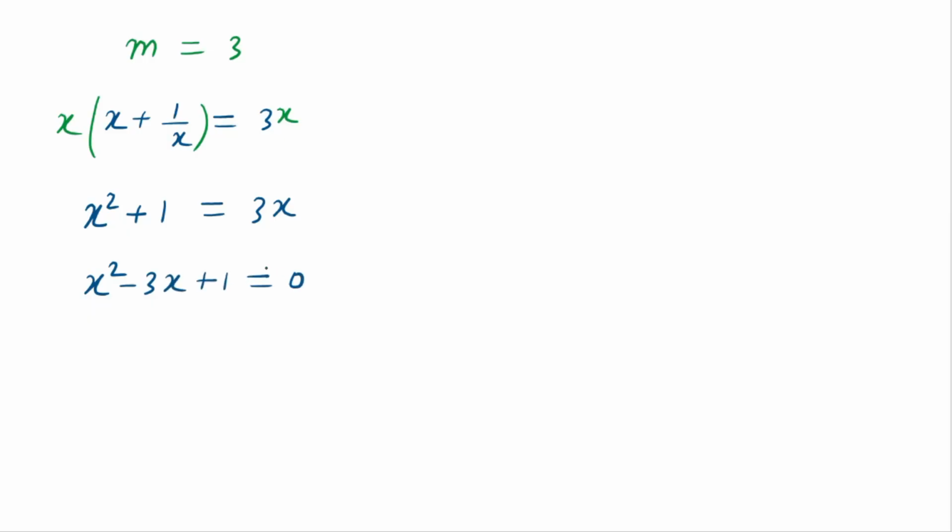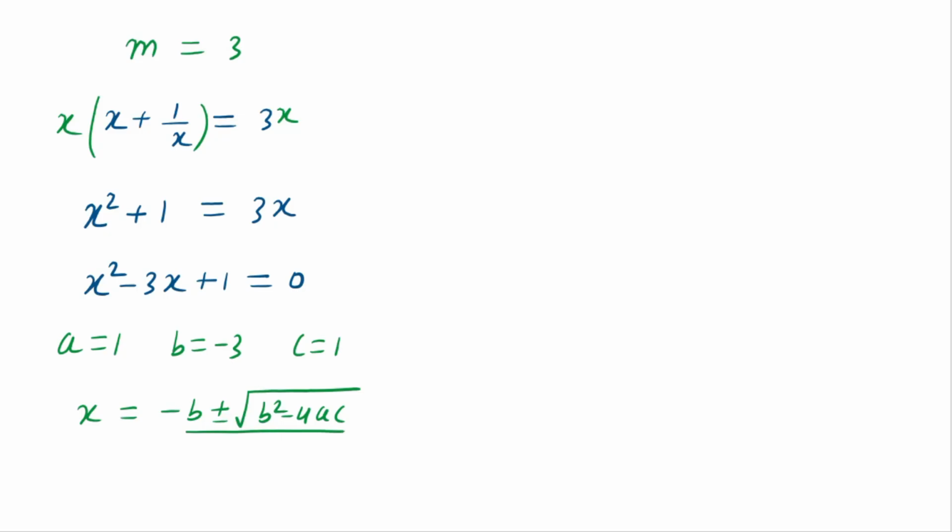Here coefficient of x square is 1, so value of a is equals to 1. Coefficient of x is minus 3, value of b is equals to minus 3, and constant term is 1, so c is equals to 1. And quadratic formula: x is equals to minus b plus minus square root of b square minus 4 times ac over 2 times a.